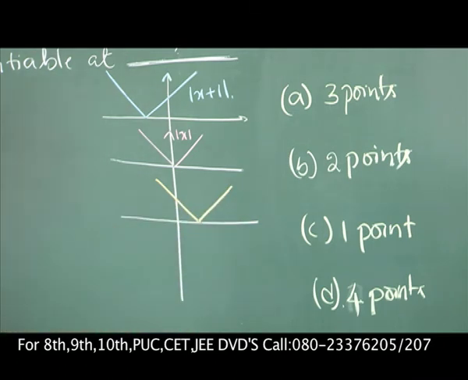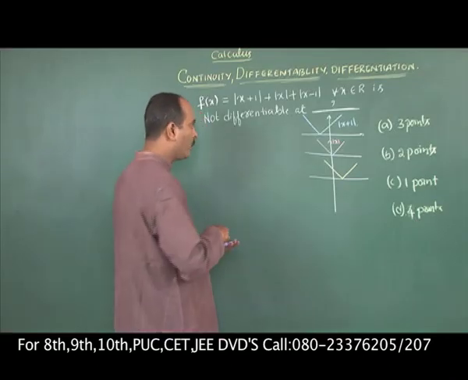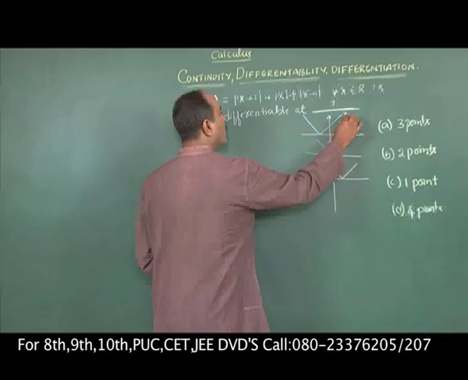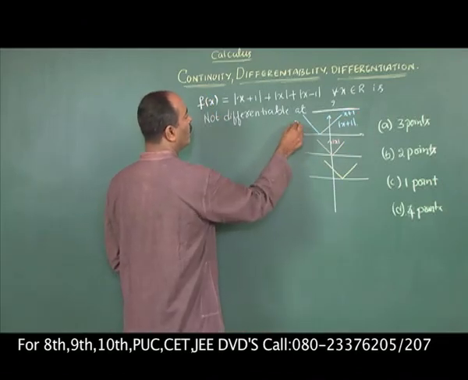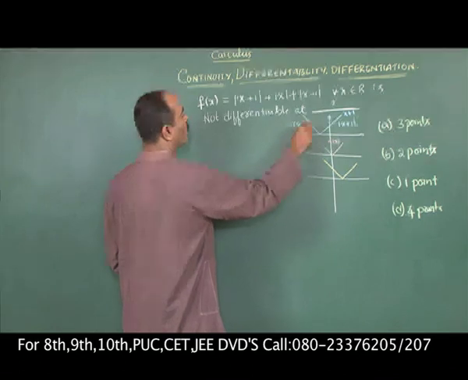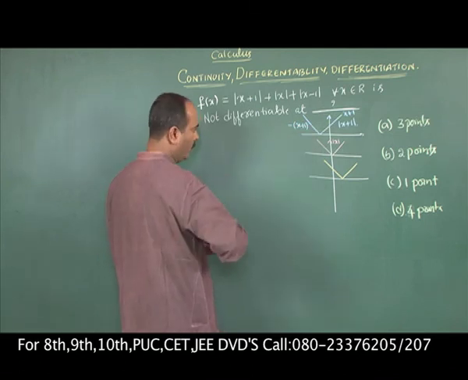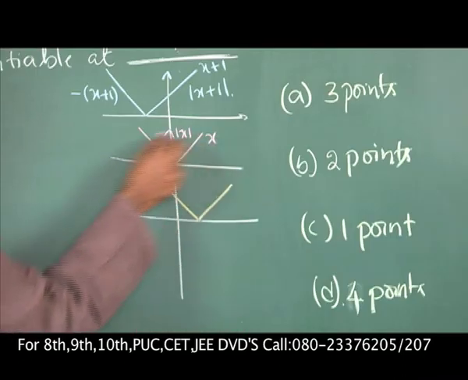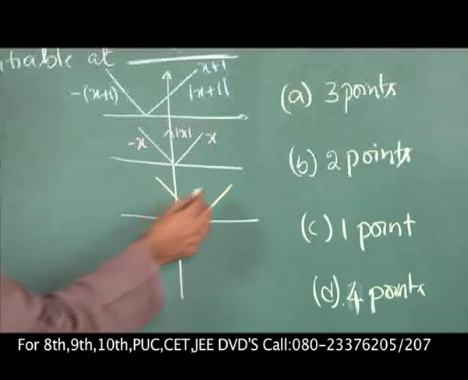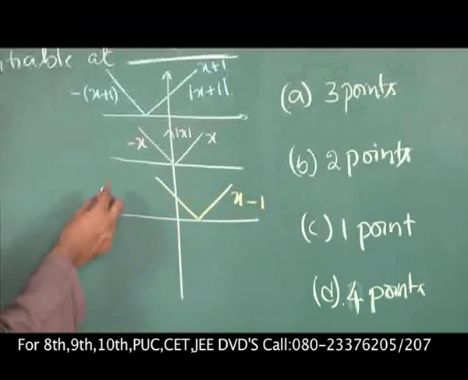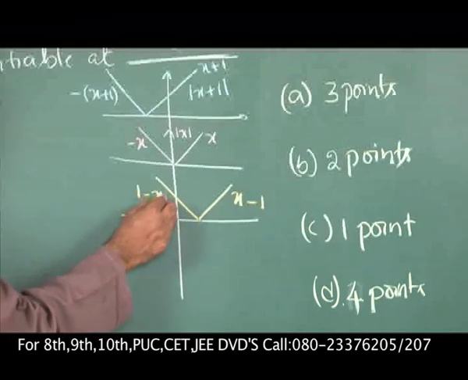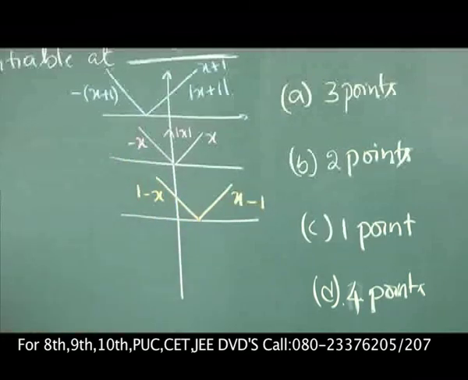Before concluding, you should know a few basic things. This part is y is equal to x plus 1. What about this? Y is equal to minus of x plus 1. What about the second one? This is y is equal to x and this is y is equal to minus x. What about the third one? This is y is equal to x minus 1 and this is y is equal to 1 minus x, or minus of x minus 1.